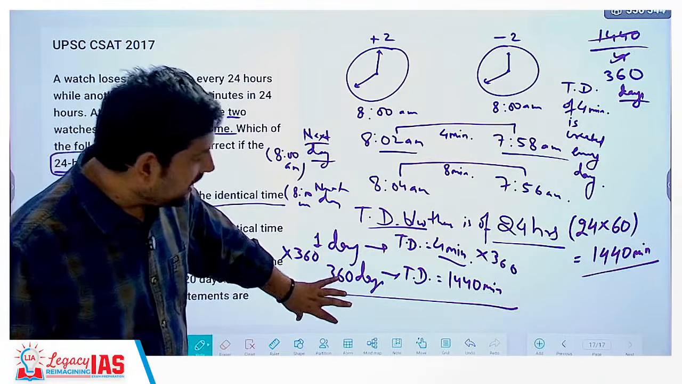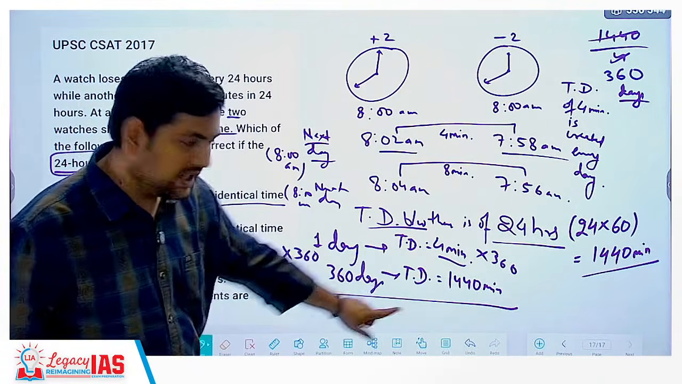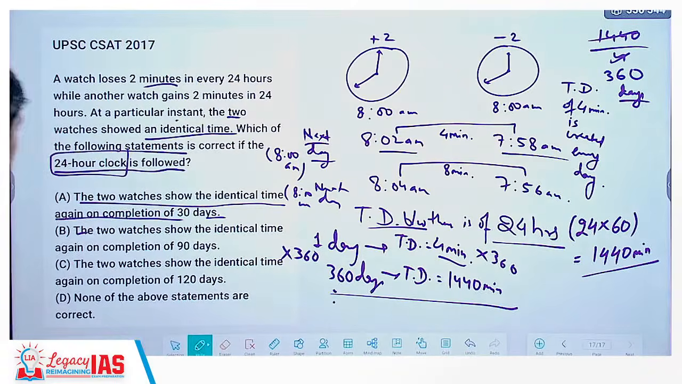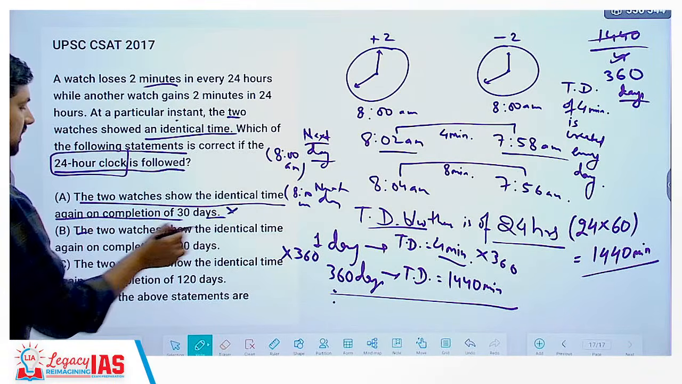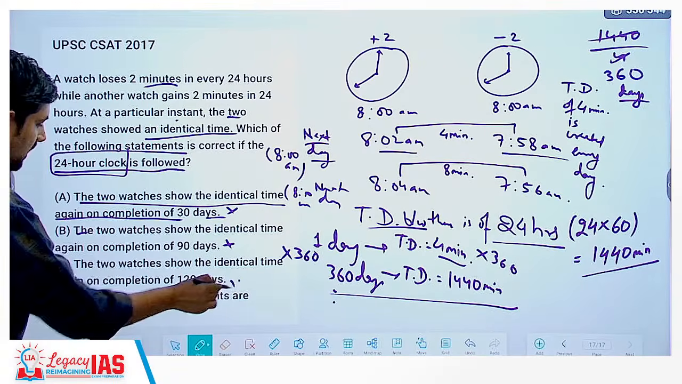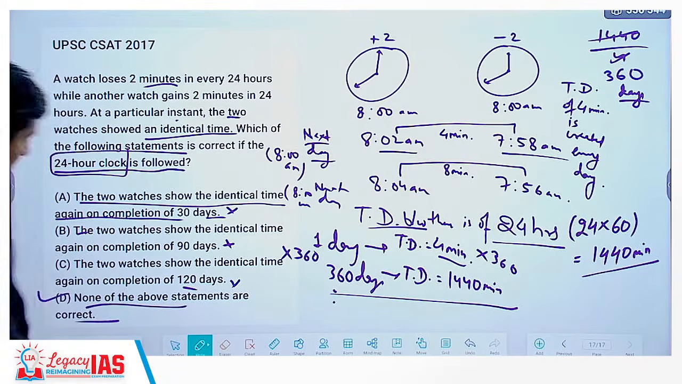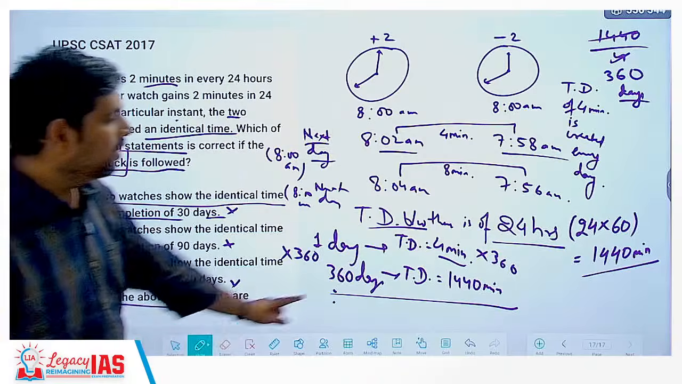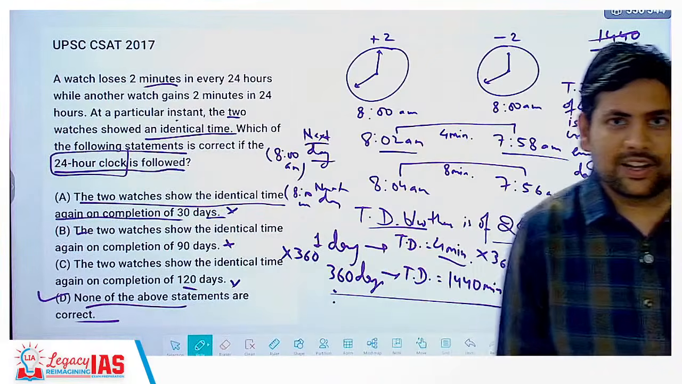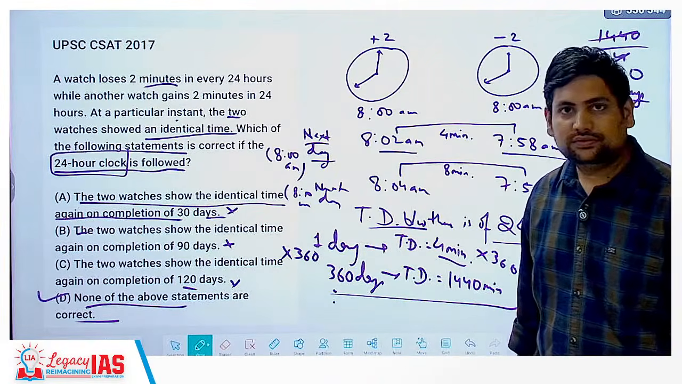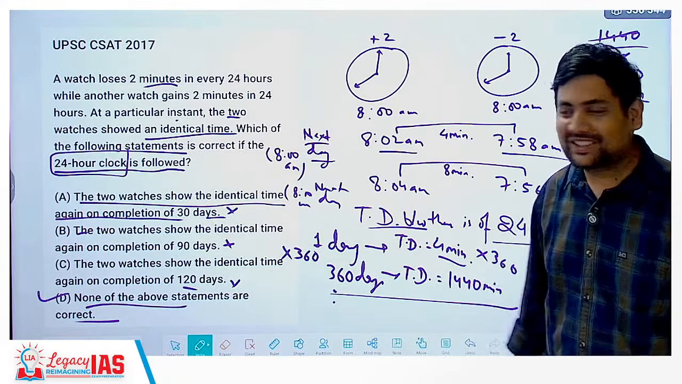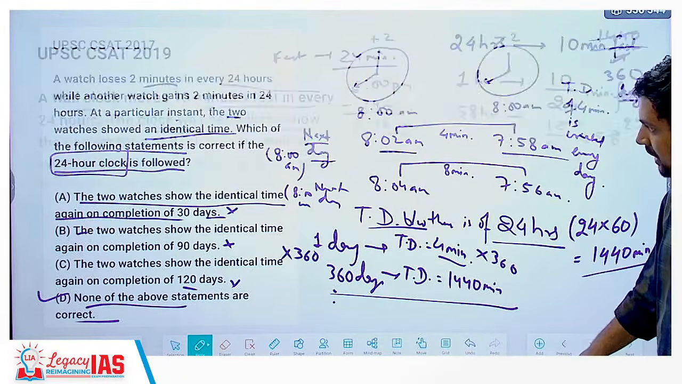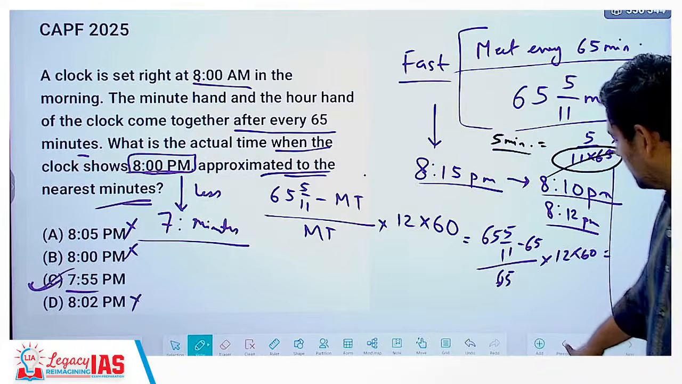Understood? So that means when will they show the same time? After 360 days. Now the first option says after completion of 30 days, wrong. 90 days, 120 days, wrong. All are wrong. Actually it will need 360 days to show the same time. Understood? Now once you get this, here is a short trick to get to the same answer.